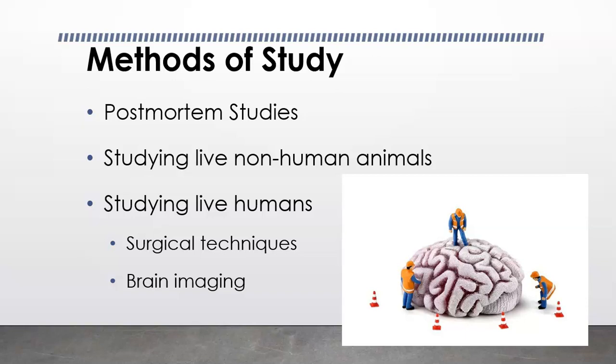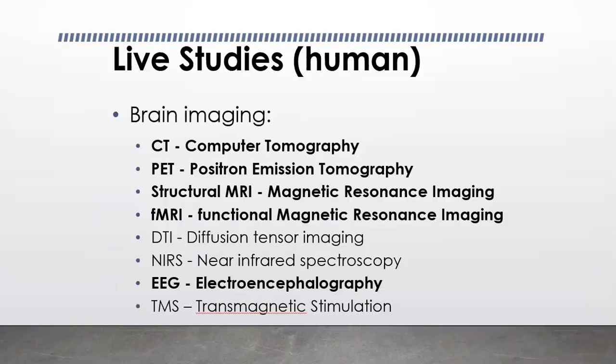And then the final main method of study is brain imaging. There are multiple different types of brain imaging, and we will go through them all step by step. So here's a list of the brain imaging techniques that we use. We use them mainly in humans. There are some we can do in animals as well, but since we can do them in humans, it's usually easier, and we get more information from human studies than animal studies when talking about brain imaging techniques.